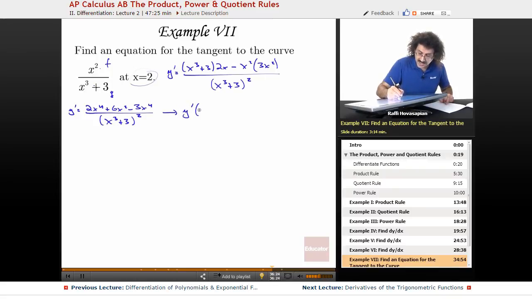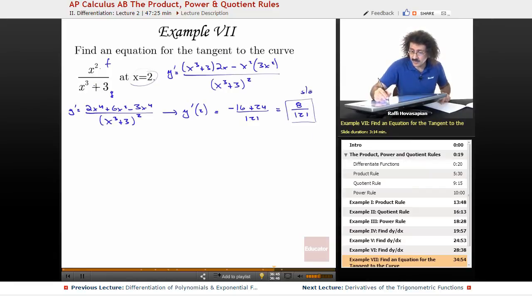Y prime at 2. So when I put 2 into this, I end up with minus 16 plus 24 over 121. I end up with 8 over 121. This is going to be our slope. It's going to be the slope of our line. The derivative at the given point is the slope of the tangent line through that point, through the x value of that point. Now, so the slope is equal to 8 over 121.